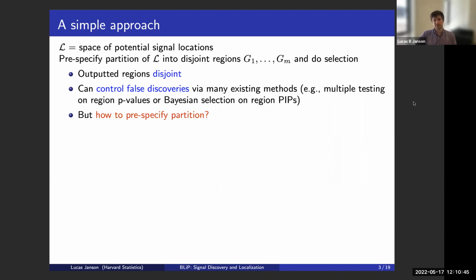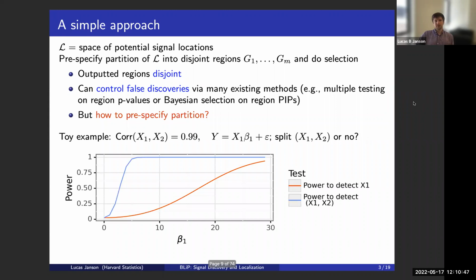And what makes this problem interesting is that what we want to do is adaptive region detection. The reason is that it's really impossible to pre-specify a partition in an optimal way without knowing too much about the problem in advance.